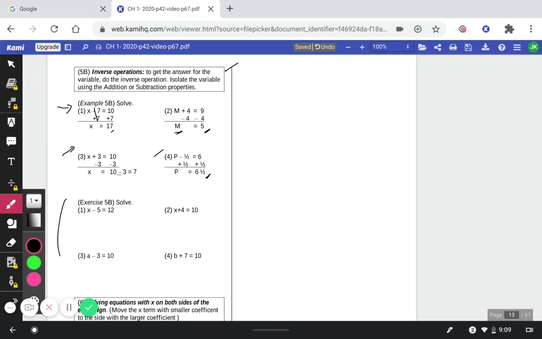So now do these 4 exercises and check your answer with the solution key at the bottom of this section. Please pause the video.